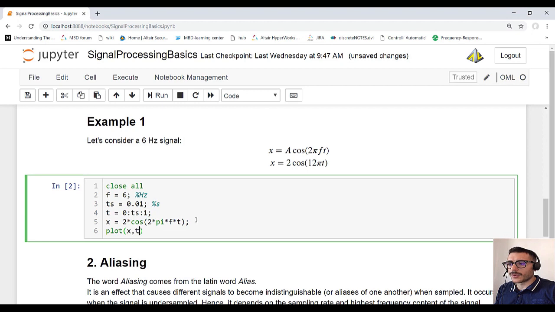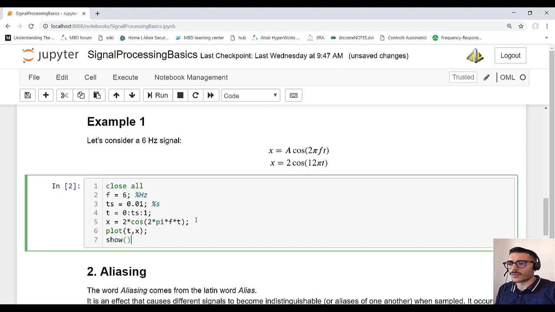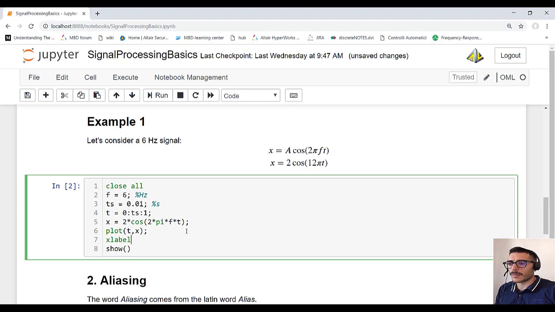The last thing I need to do is to add the plot. I will do it with the plot command, and I will ask the notebook to show the plot with the show command. But before doing that, I can also add a label on the x-axis. If I run this cell, I will get the plot.